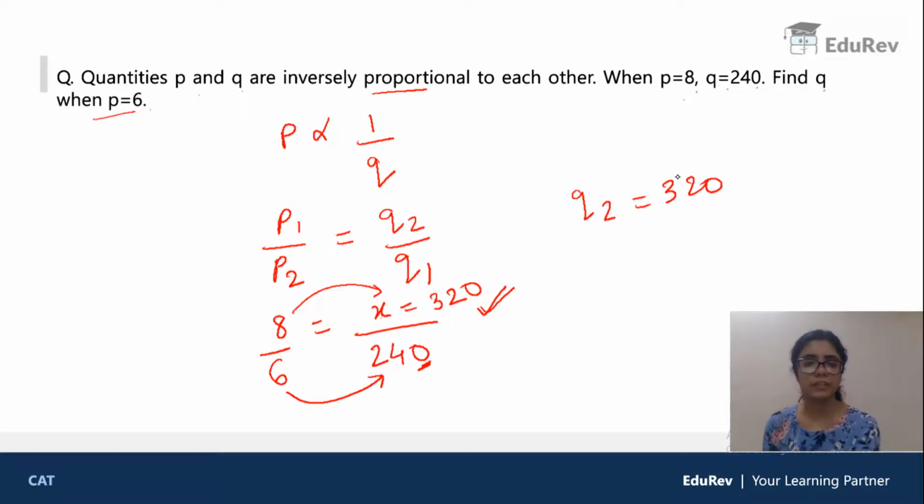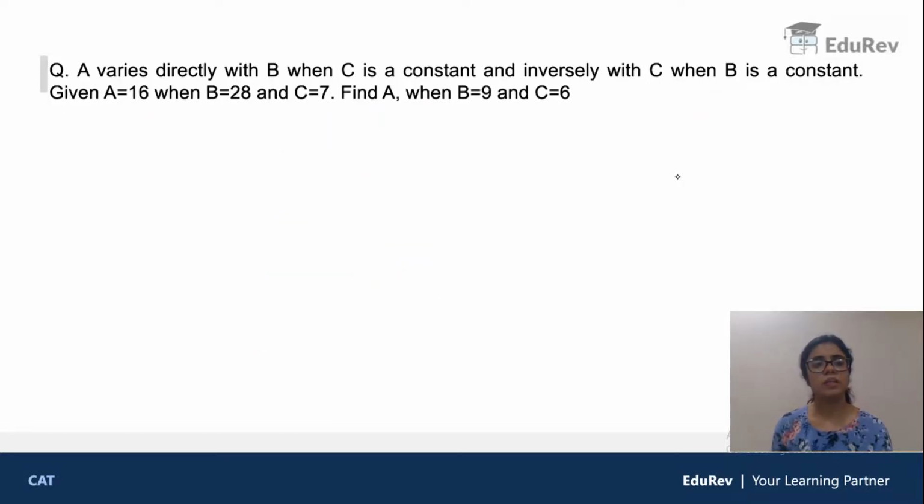Now let's move on to the next one. So what does this say? A varies directly with B when C is a constant and inversely with C when B is a constant.